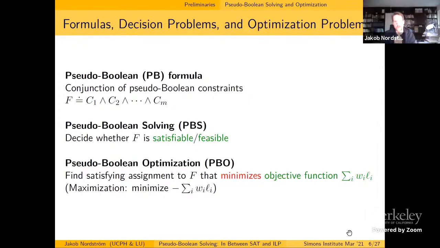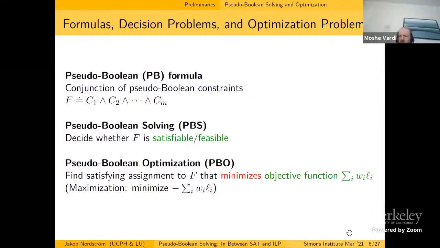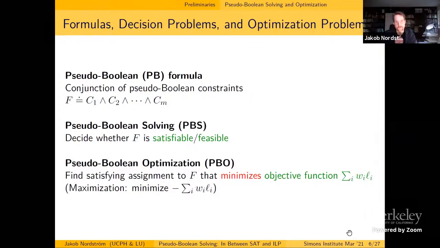So this is Pseudo-Boolean solving. You get a collection of Pseudo-Boolean constraints, and you want to know whether they are satisfiable or whether they're feasible. But another bonus with going to Pseudo-Boolean form is that you can express optimization problems in a nice and natural way. So you can also have some linear combination of literals weighted by some coefficients, wi, and that you want to minimize, say, without loss of generality.